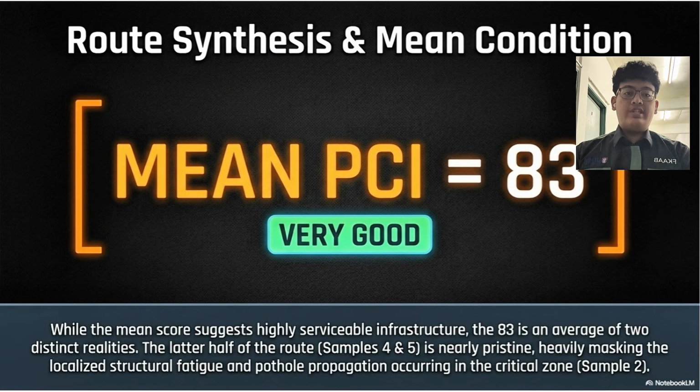For the route synthesis and mean condition, the mean PCI that we get is 83, which is very good. While the mean score suggests highly serviceable infrastructure, the 83 is an average of two distinct realities. The latter half of the route, samples 4 and 5, is nearly pristine, heavily masking the localized structural fatigue and the pothole propagation occurring at the critical zone, which is sample 2.